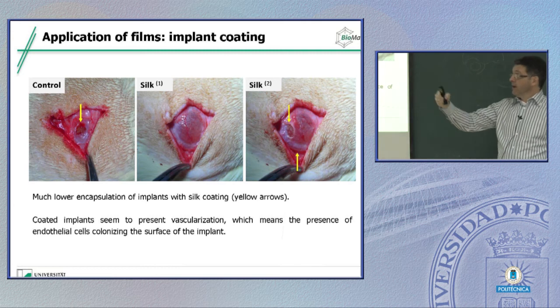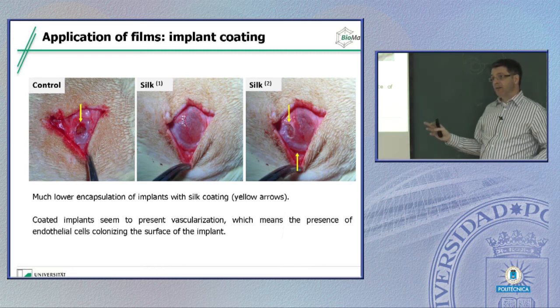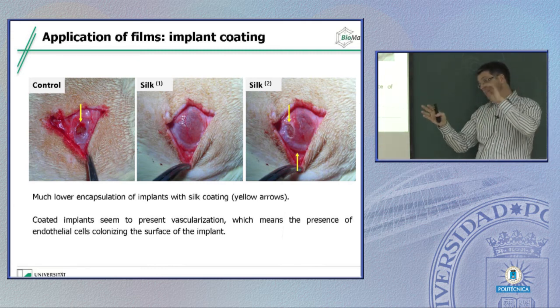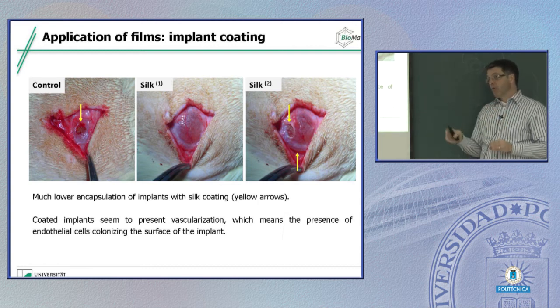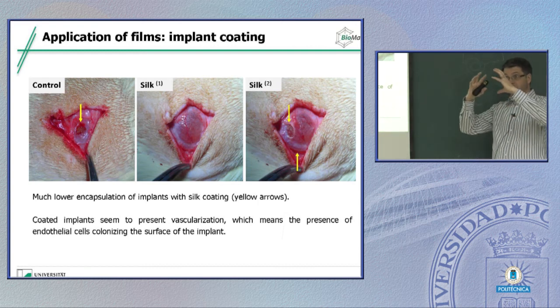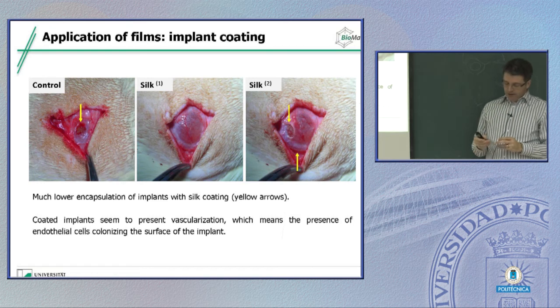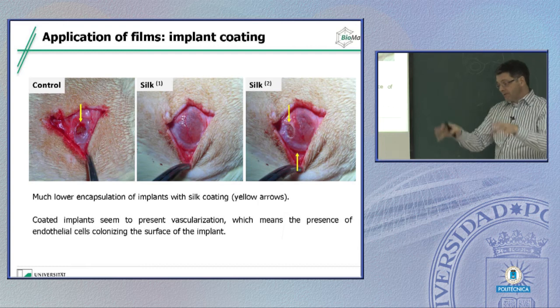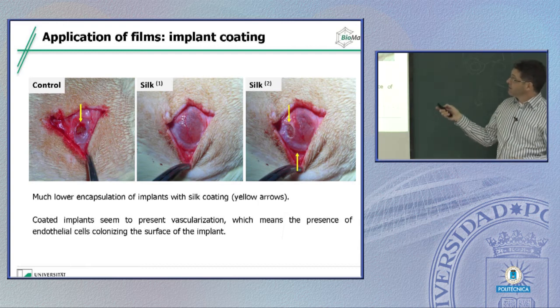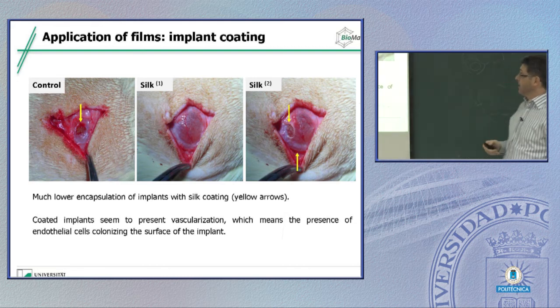Next level would be to go into pigs, because pigs have an immune system that is more closely related to humans. And then you get much more insights. And then, of course, in pigs, you can use real-size implants. There are, of course, some differences then in processing and so on. And this is something that we're preparing currently.